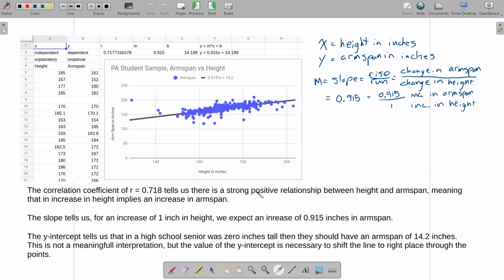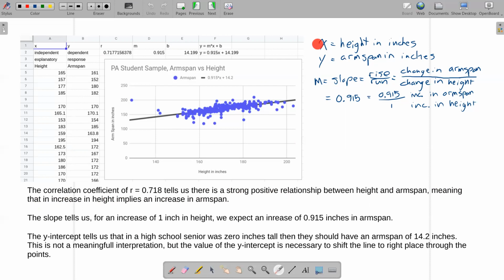Okay, so what? What does positive mean? Positive meaning that an increase in the height implies an increase in the arm span. Okay, so that's the positive relationship. Strong, I probably should have elaborated on that, just means the points aren't that scattered, they line up pretty well. So that's what I mean by strong. Now, slope is a little bit harder to interpret. You have to do some work.